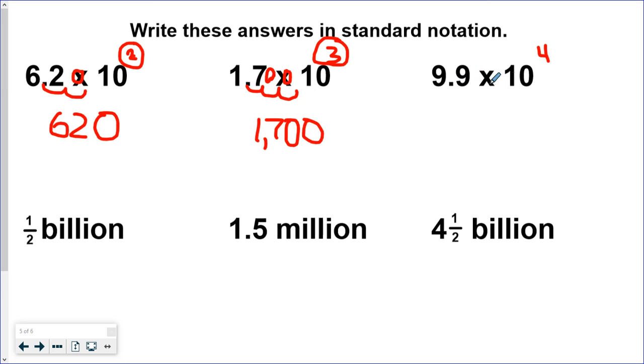I have 9 and 9/10 times 10 to the fourth power. The exponent is a 4. So that's going to tell me I'm going to move this decimal place 4 places to the right. I'm multiplying. I want to make them bigger.